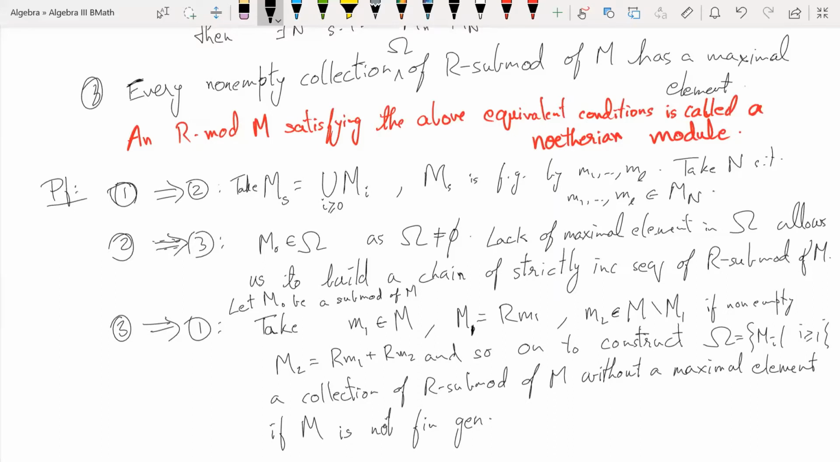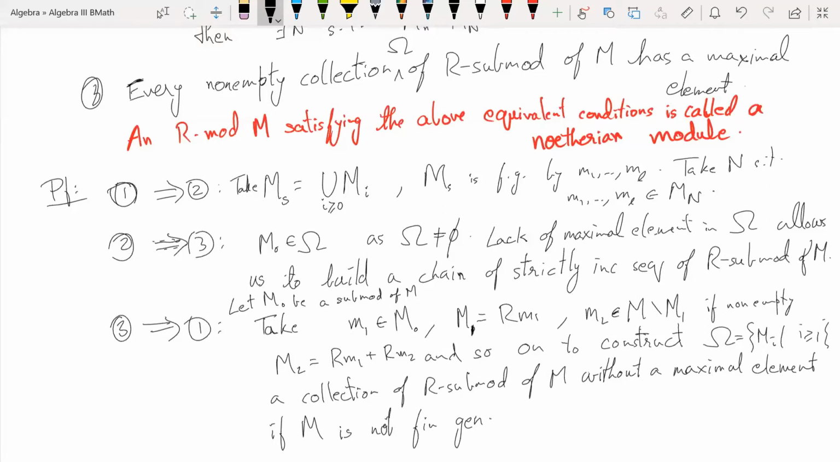We want to show M0 is finitely generated. So now take m1 in M0. Then you declare... I'm going to cook up omega. Then you take M1 to be the module generated by R m1. Then M1, of course, is a submodule of M0 and hence a submodule of M.